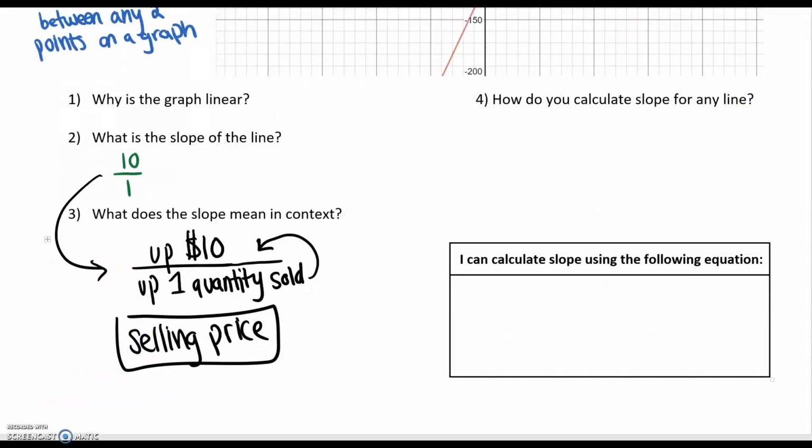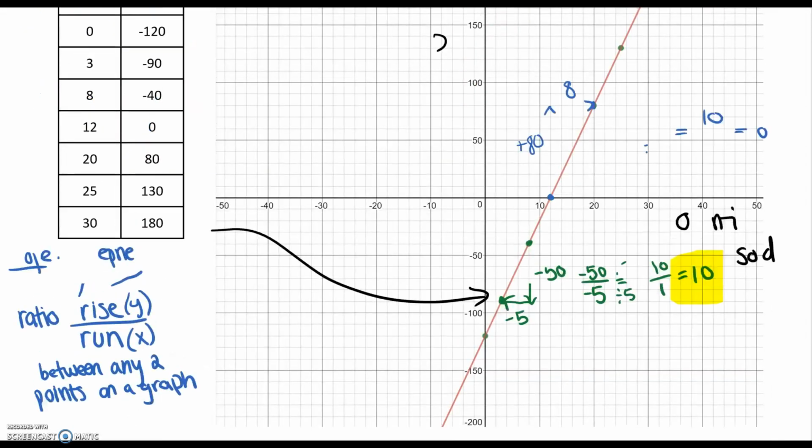So now I just want to summarize everything for you and show you how you'd calculate slope if you didn't have a graph with an equation. First, we know slope is rise over run. But how do I calculate that with an equation? I'm going to help you derive this by looking at the graph here.